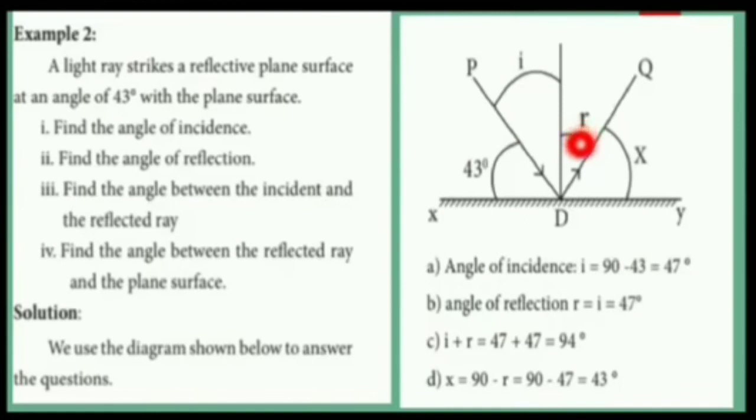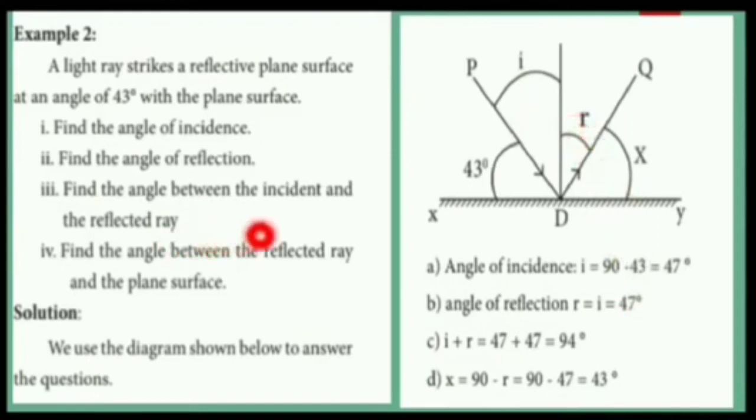Then third one, find the angle between the incident and reflected ray. This is the incident ray, this is the reflected ray. We want to find the angle between them. Already you know very well, angle I is equal to 47 degrees, angle R is 47 degrees. So add them: 47 plus 47, 94 degrees.